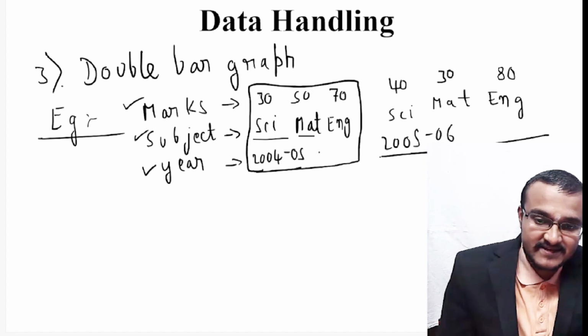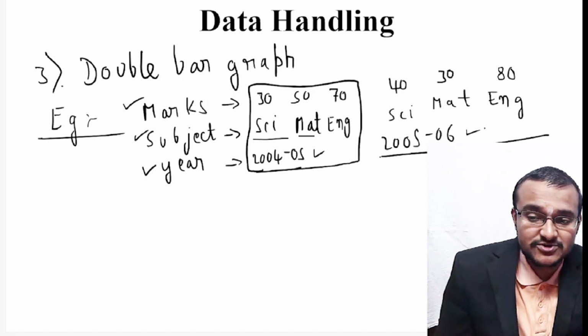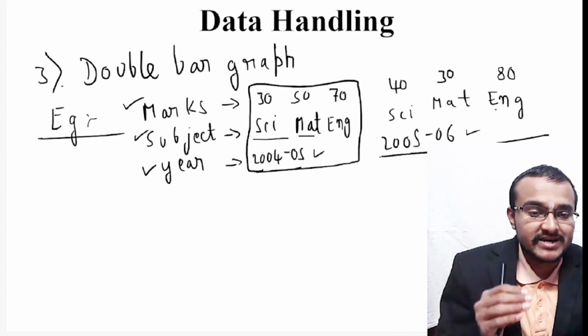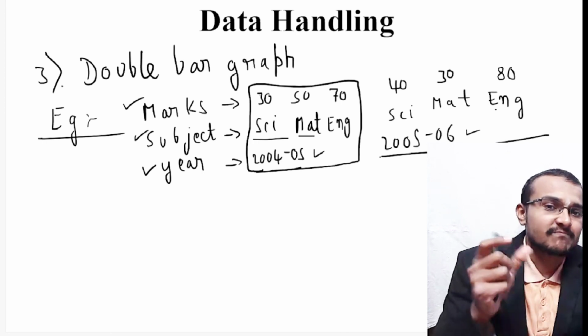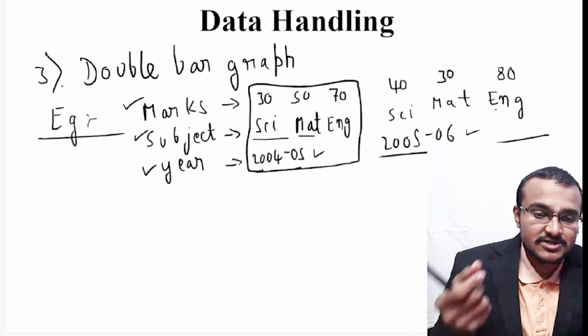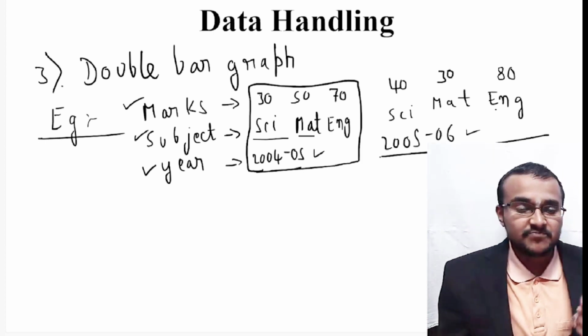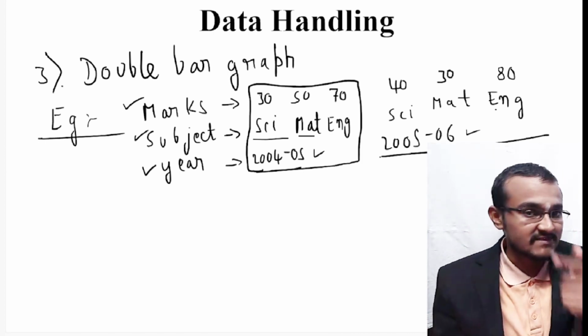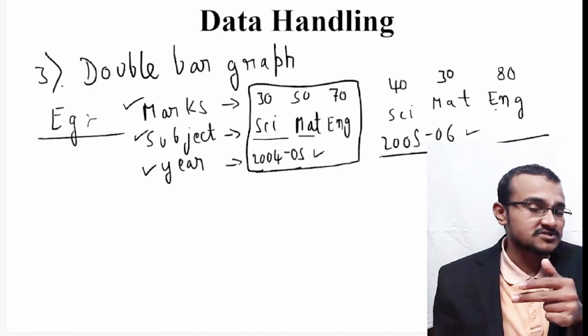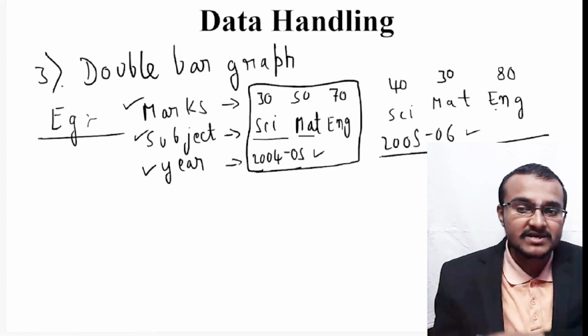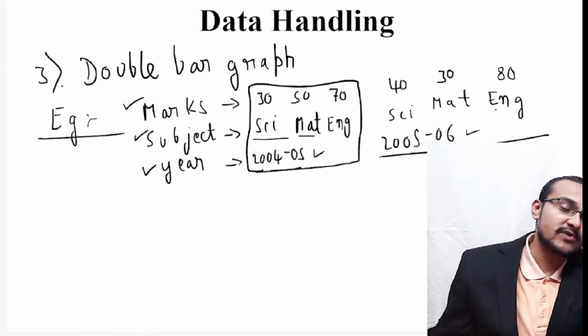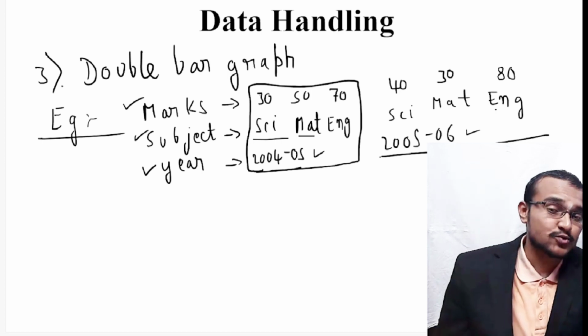So here you can see that in 2004 to 2005 and 2005 to 2006, this particular student has acquired particular marks in a particular subject. So here you have three data sets: one is the academic year, the other is the subject, and the other is the marks obtained by that particular student. Now how will you fit this in a two-dimensional graph?